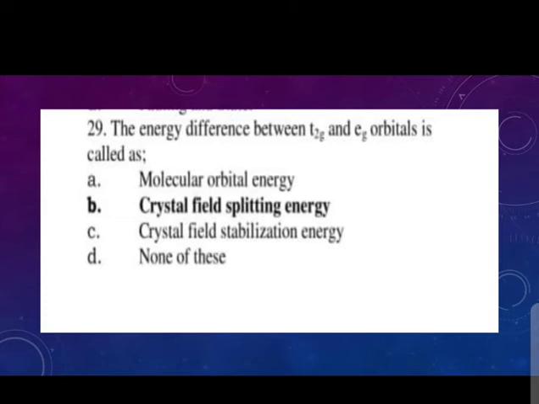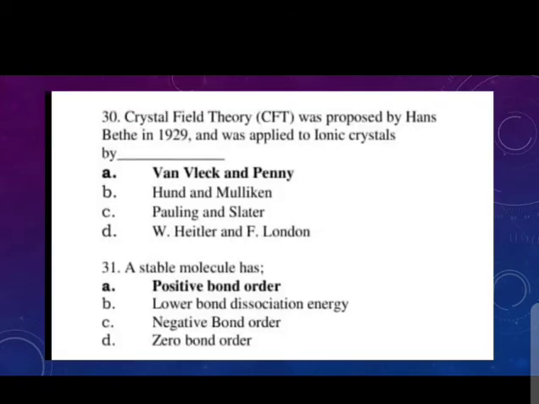Moving to our next question. The energy difference between t2g and eg orbitals is called as A. Molecular orbital energy, B. Crystal field splitting energy, C. Crystal field stabilization energy, and D. None of this. So our correct option is B. Crystal field splitting energy.